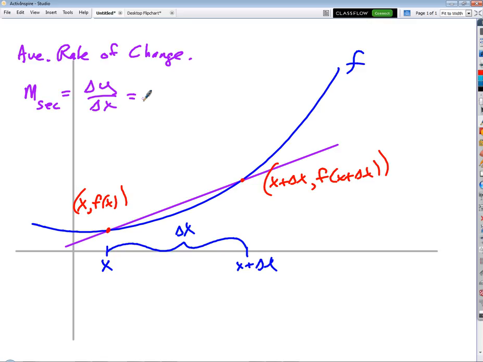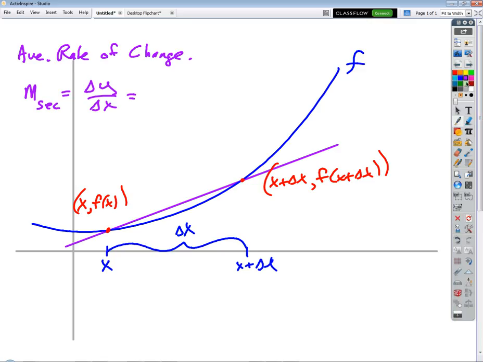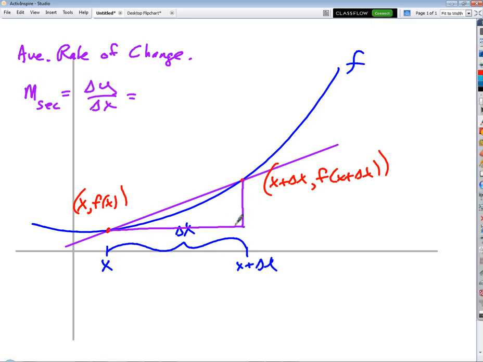What is the change in y? If I draw a slope triangle here, what does that slope triangle tell us for delta x and delta y? So that's just delta x, isn't it? What's this? How much is the height changing? Okay, good. So f of x plus delta x minus f of x, over delta x. No big deal, right?